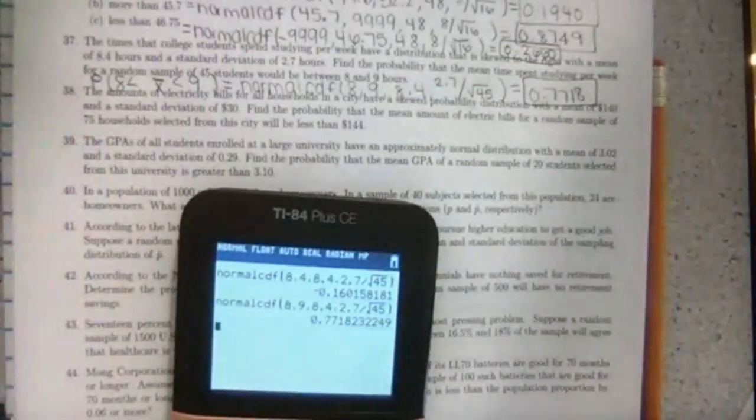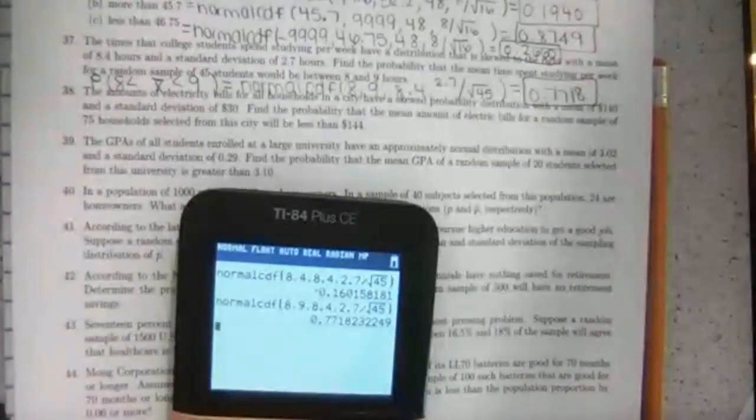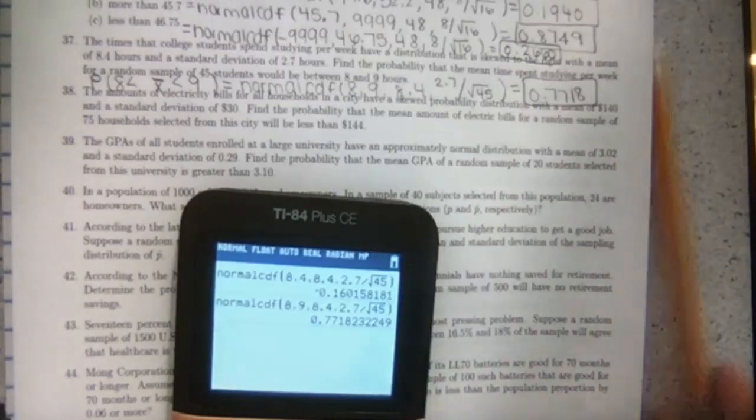Number 38, the amounts of electricity bills for all households in a city have a skewed probability distribution with a mean of $140 and a standard deviation of $30. Find the probability that the mean amount of electric bills for a random sample of 75 households will be less than $144. So we're trying to find the probability that X bar, because we're talking about a sample, is going to be less than 144.